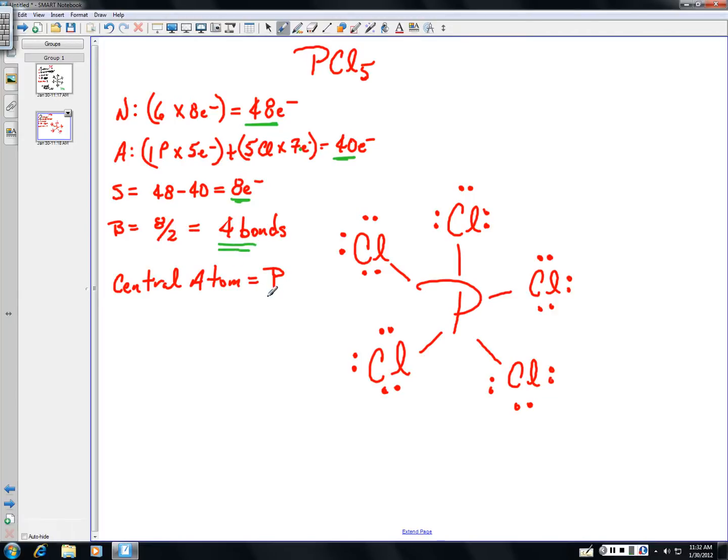Our central atom's got to be phosphorus. It's the only one of its kind, and it's less electronegative than chlorine. So you put phosphorus in the center. You put your 5 chlorines around it in a symmetrical pattern, and then you started assigning. You assigned single bonds to everybody. You assigned 5. Your calculation said you had to show at least 4. You've done that. So you're not going to have any multiple bonds.